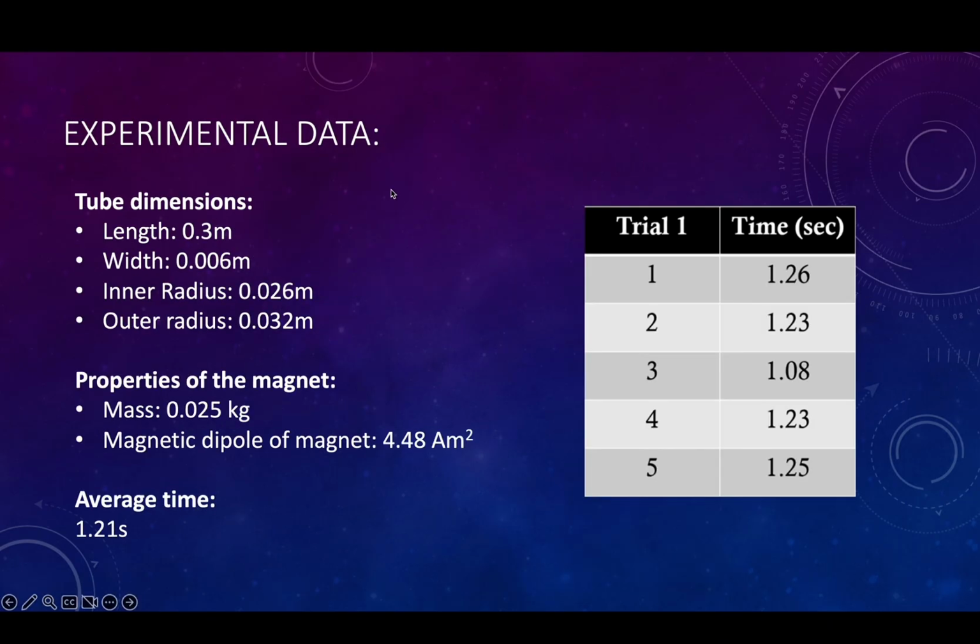The experimental data are the tube dimensions, where length is 0.3 meter, width is 0.006 meter, inner radius is 0.026 meter, and the outer radius is 0.032 meter. The properties of the magnet are the mass and the magnetic dipole moment, which were 0.025 kg and 4.48 ampere meter squared, respectively. The average time taken for the magnet to drop is 1.21 seconds. Here we can see that for each trial, we calculated the time taken for the magnet to fall, and then we calculated the average.